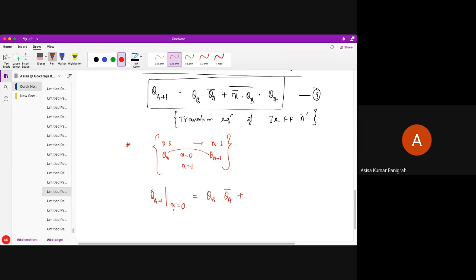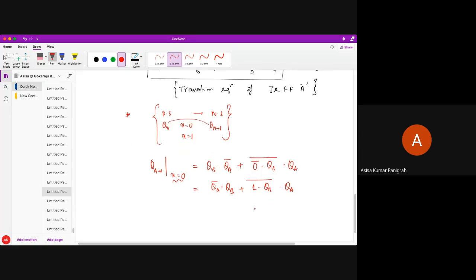X bar means here x equal to 0. So 0 bar and QB whole bar into QA. Okay, so what I will get here, this is nothing else, my QA bar and QB. 0 bar is 1 and QB whole bar and QA. So you can come to know that here 1 AND operation with QB, what you will get, students? Anything AND operation with QB, I'll get the same actually, which is actually QA bar QB. So this is QB bar QA. Am I correct? Very simple.